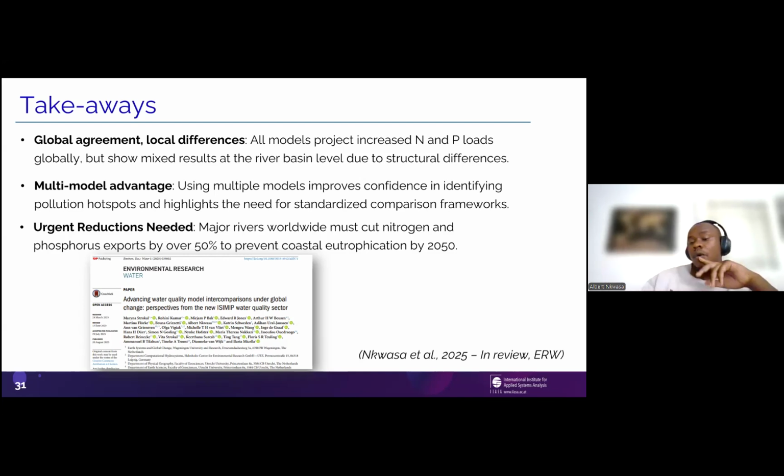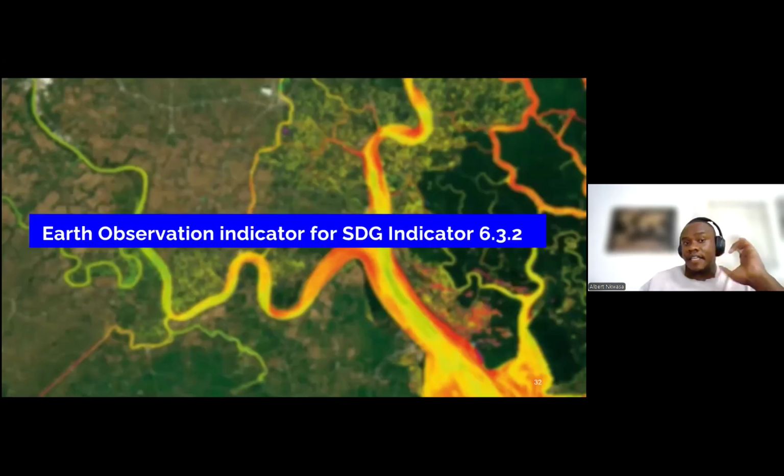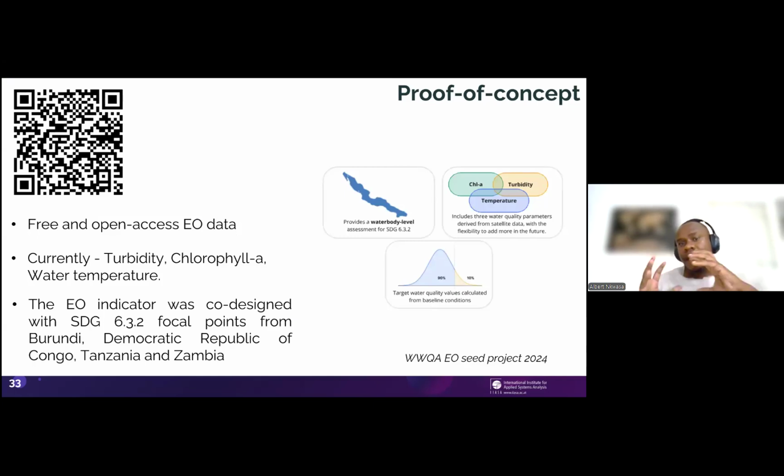Now, the last thing that I would like to touch on is the Earth observation, so estimating this SDG indicator 6.3.2 using Earth observation. Like we've already highlighted, in some areas you don't have observed data, and maybe you also cannot set up the model. So what do we do? Now, we had this work that we did under the World Water Quality Alliance seed funding. We try to use remote sensing to also track this SDG progress.